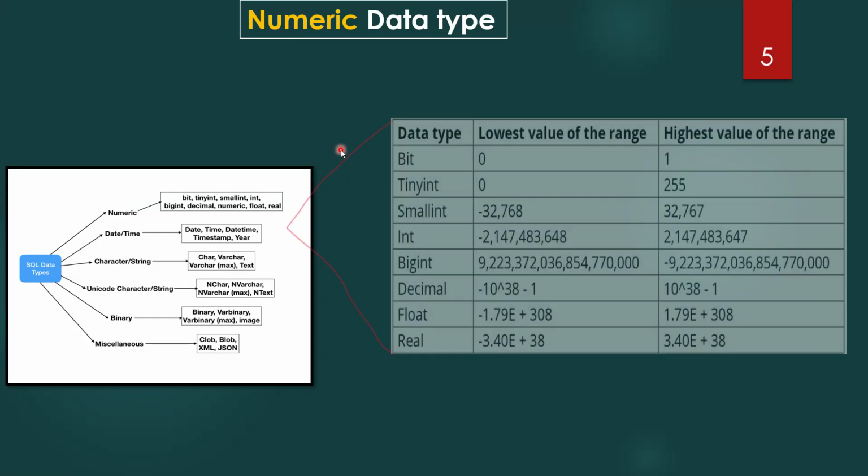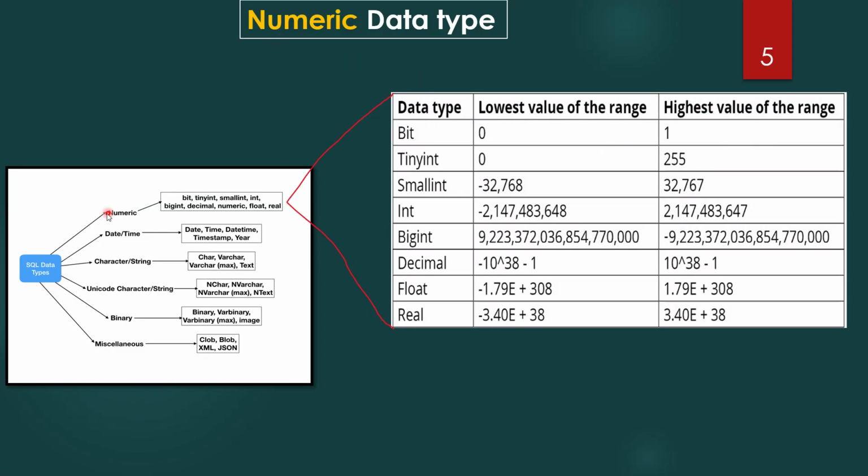So when we see numeric data types, if we are selecting, okay, my column needs to be numeric, then you have a list of numeric data types. The only difference between these is the size. For example, bit: the lowest number it can hold is 0, and the highest number it can hold is 1. So if you are a little bit confused by now, I'm just going to give you a little bit of an example.